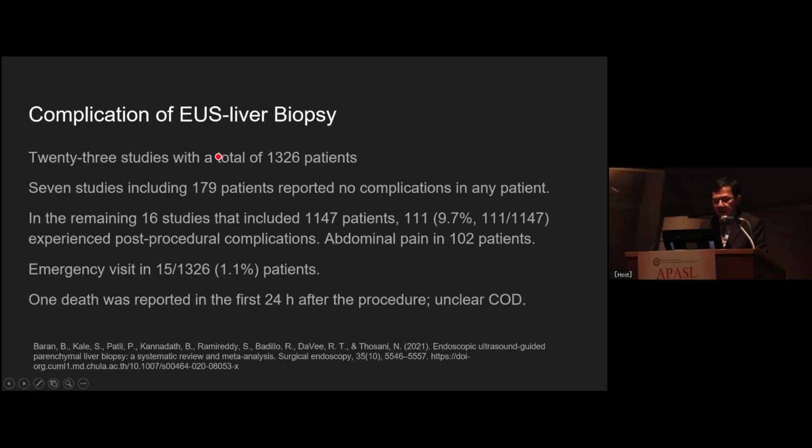Regarding complications of EUS-guided liver biopsy, from 23 studies with 1,300 patients, we found that 7 studies including 179 patients reported no complications in any patient. And in 16 studies with 1,147 patients, 9.7% experienced post-procedure complications, mostly abdominal pain. Emergency visits occurred in only 1% of patients. Unfortunately, 1 death was reported in the first 24 hours after the procedure, but the cause of death was unclear.